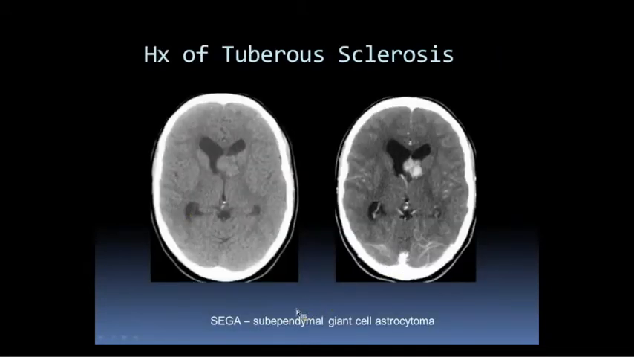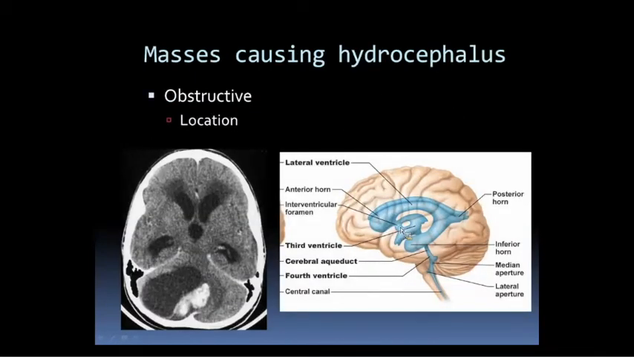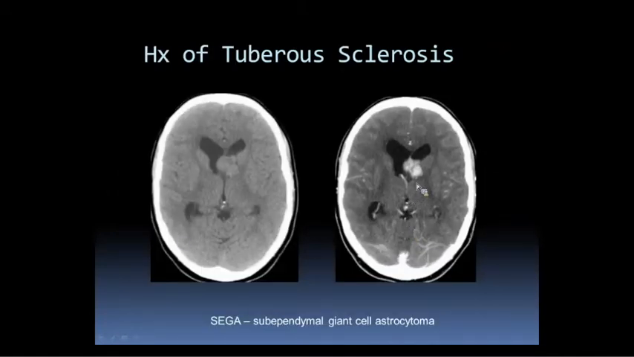This is another kind of classic location of a mass to cause hydrocephalus. This is a patient with tuberous sclerosis, and they have this enhancing lesion right at the foramen of Monro. So the foramen of Monro is right here, where the lateral ventricle communicates with the third ventricle. And if you have a lesion there, it can cause obstruction and hydrocephalus, sometimes only affecting one side. These are called SEGAs, and they can typically give you hydro as well.